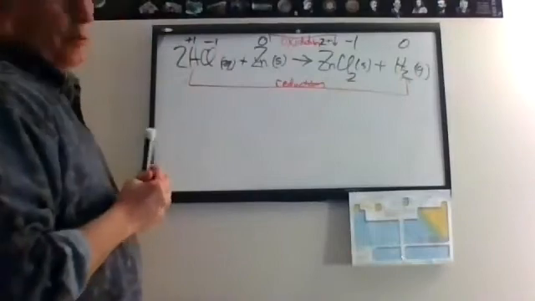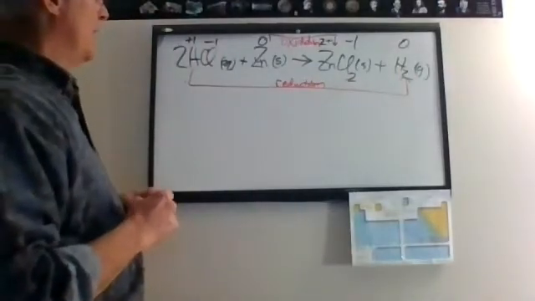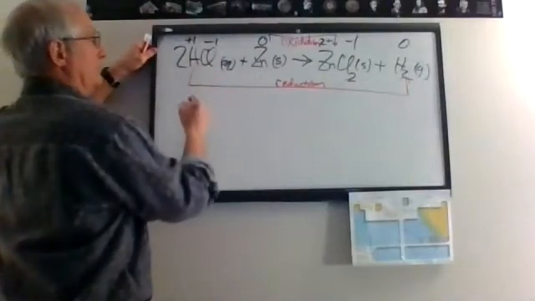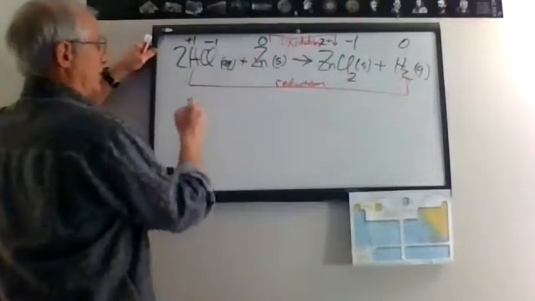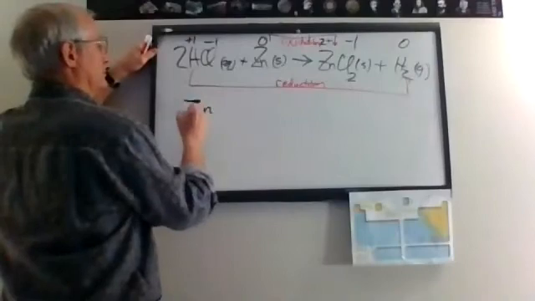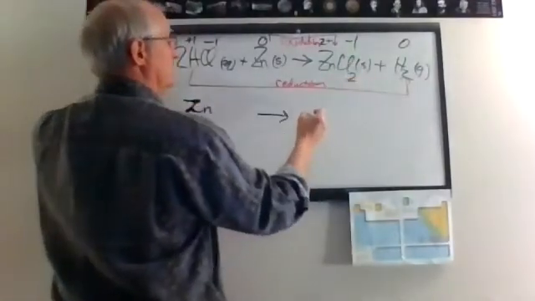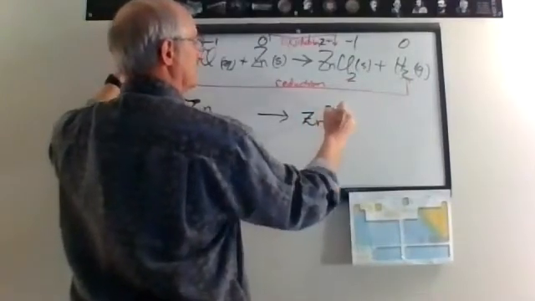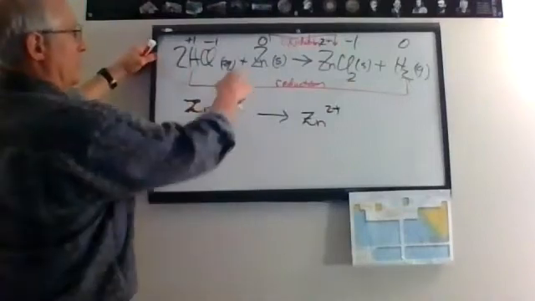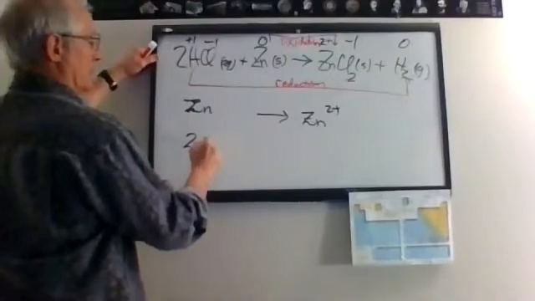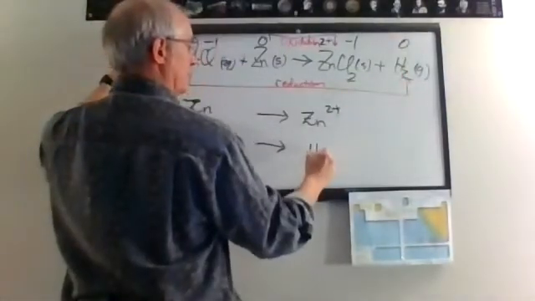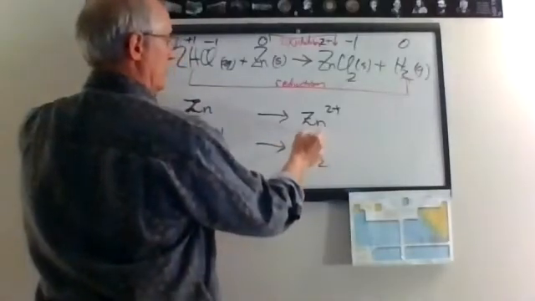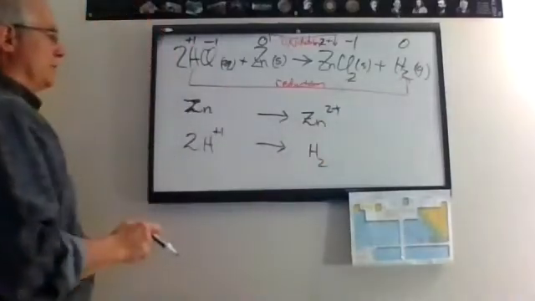Now, what we do with this is we make half reactions. And the half reactions look like this. Let's go oxidation first. Let's go zinc. Solid zinc becomes zinc chloride, or we can say Zn2+. Okay, and then we can say that the hydrogens become hydrogen gas. And so they go from +1 down to 0. And we don't have to have the oxidation numbers up there to show you that.